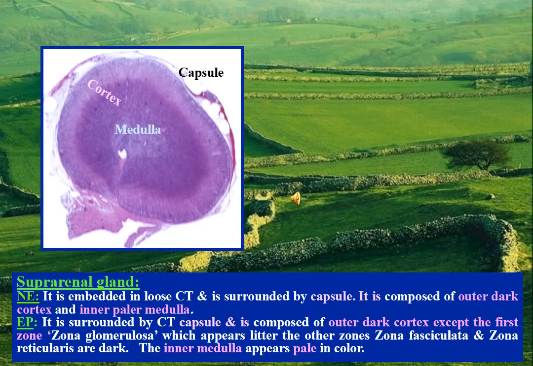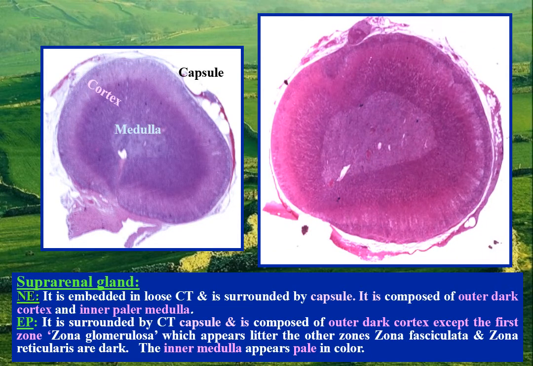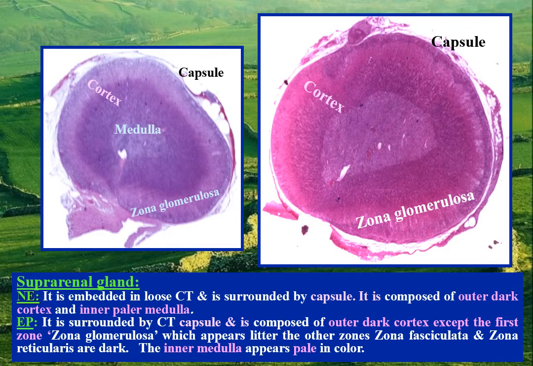By eyepiece, suprarenal gland is surrounded by connective tissue capsule and is composed of outer dark cortex, except the first zone, zona glomerulosa, which appears lighter. The other zones, zona fasciculata and reticularis, are darker. The inner medulla appears pale in color.